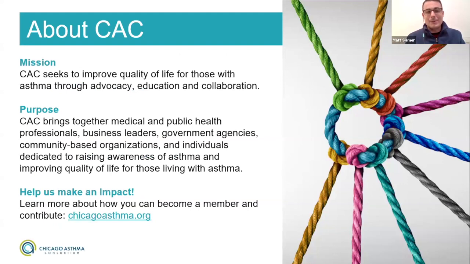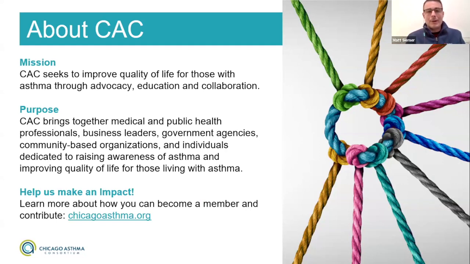So a little bit about the Chicago Asthma Consortium. The CAC seeks to improve the quality of life for people with asthma through advocacy, education, and collaboration. And generally speaking, our overall purpose is to convene a lot of different stakeholders around asthma and make sure that we're able to share information, and that we're all on the same page in terms of asthma policy, education and resources for people who have this disease, especially people living in the city of Chicago, and then ultimately create a high quality of life for people who have asthma and caretakers of people with asthma.